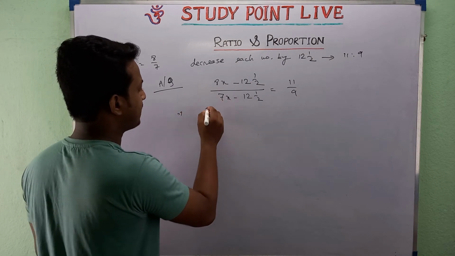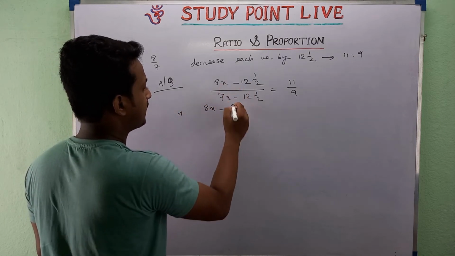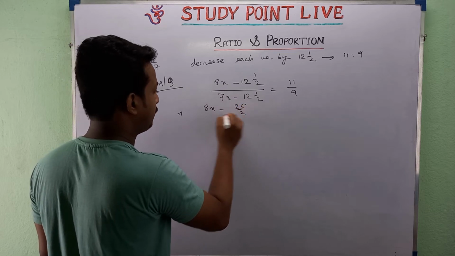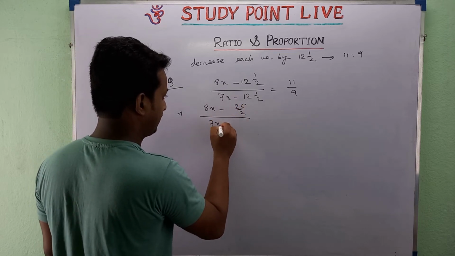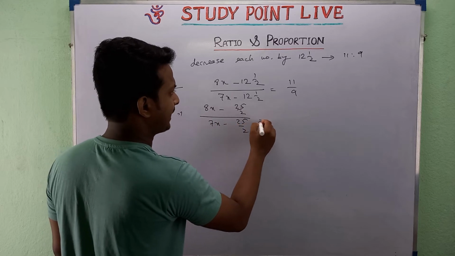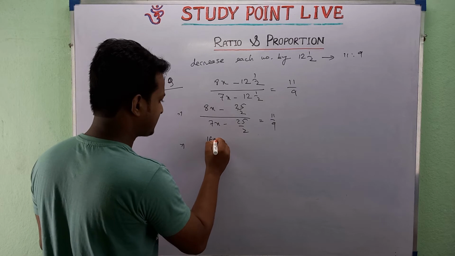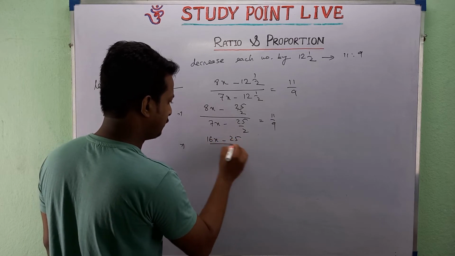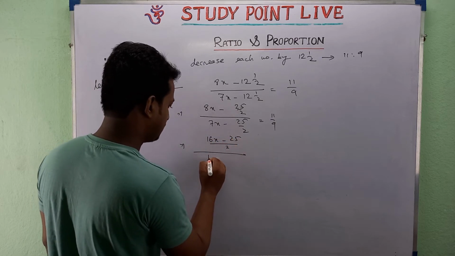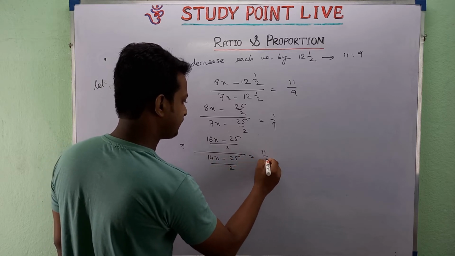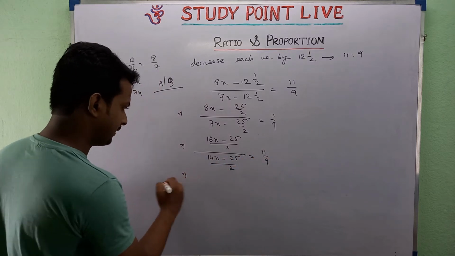Now we have to solve it. See here, 12 whole 1 by 2 means it will become 25 by 2, and it will be 25 by 2, that is equal to 11 by 9. Now see, after solving, 16x minus 25 by 2, and here 14x minus 25 by 2. We just have done the LCM over here.